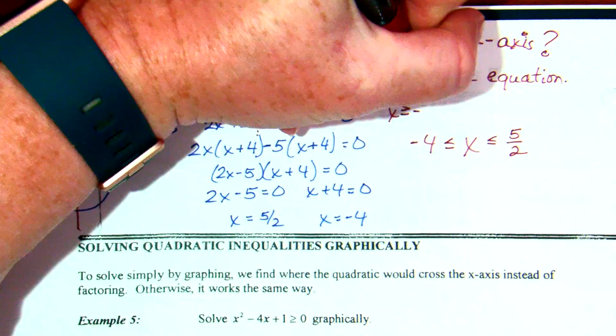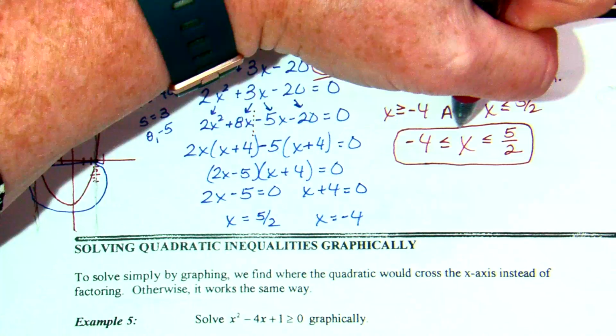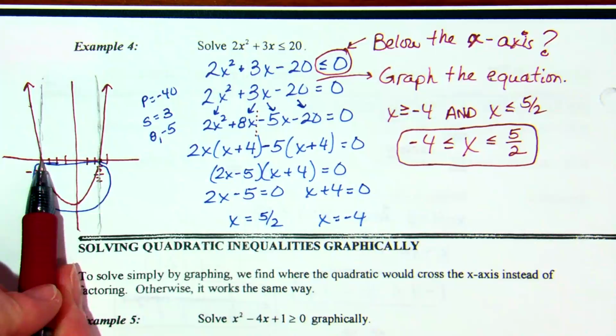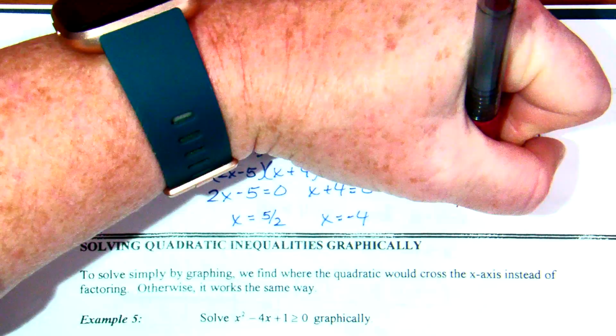This is our inequality. What does this look like in interval notation? Where does my answer begin? At -4. Where does my answer end? 5/2. So -4, comma, 5/2, or if you're using 2.5, that's fine as well.